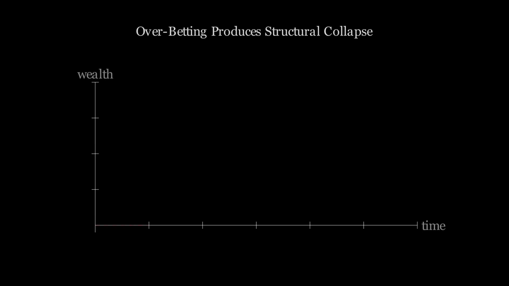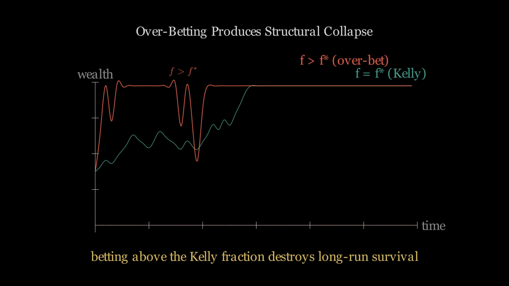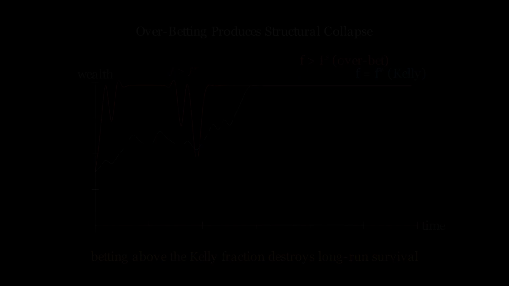A strategy that bets above Kelly can outperform in the short run. Expected value is higher. Some paths grow faster for a period. But the time average growth rate is negative. The system is contracting on average across time. The absorption barrier is absorbing. Once a path reaches it, there is no exit. Long-run collapse is not a possibility. It is a structural consequence of the negative growth rate. Overbetting cannot be rescued by favorable realizations.